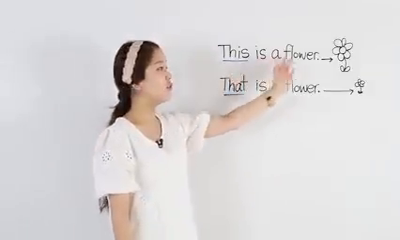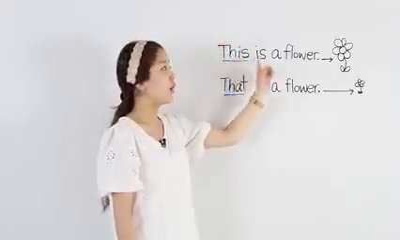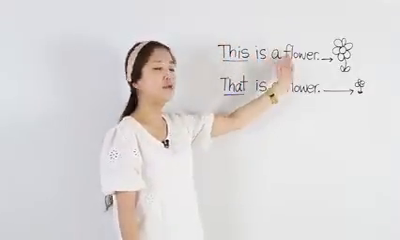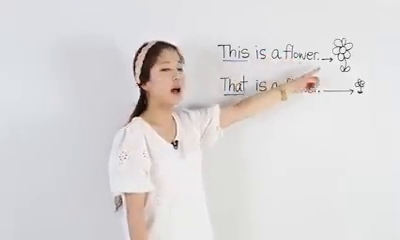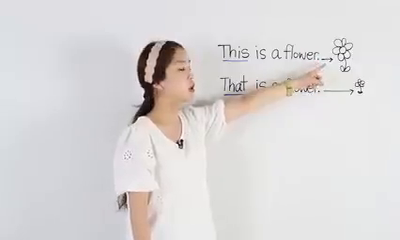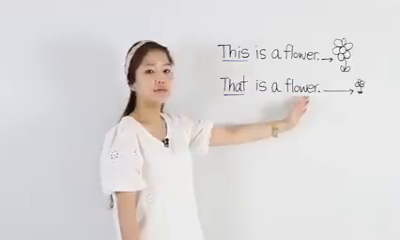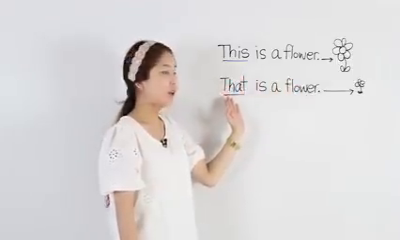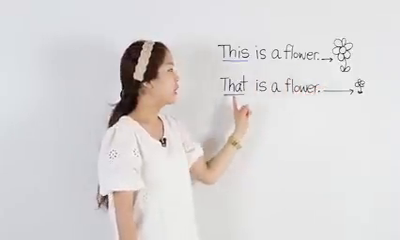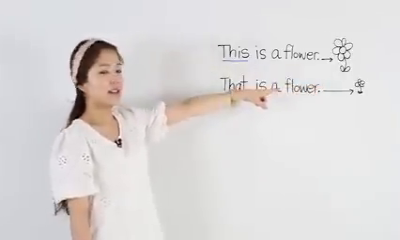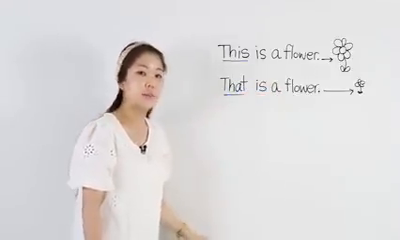This is a flower. Okay, we use this to talk about one noun, a flower, that is close. It's not far, it's close. That is a flower. Okay, we use that to talk about one noun that's far away.